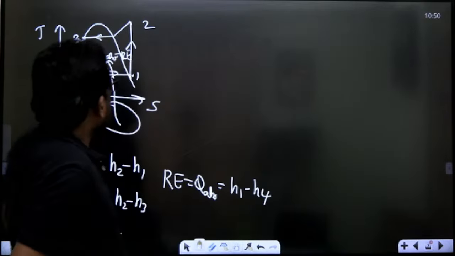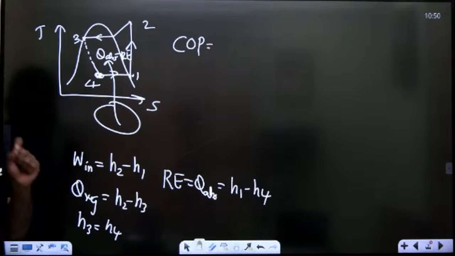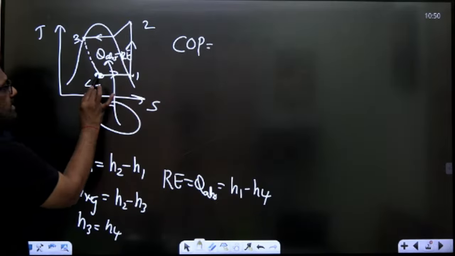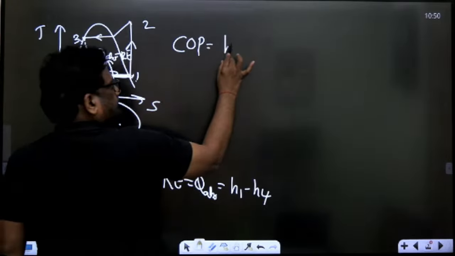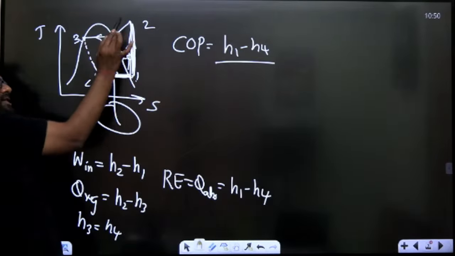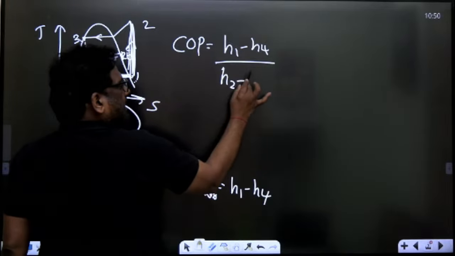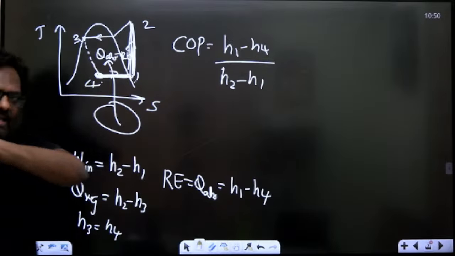Now see, what is the equation of COP? My dear friends, what is the equation of COP? COP is equal to refrigeration effect. Refrigeration effect is H1 minus H4, by work input. What is the work input? H2 minus H1. This is my equation. Absolutely fine. Now, you will be given a table.